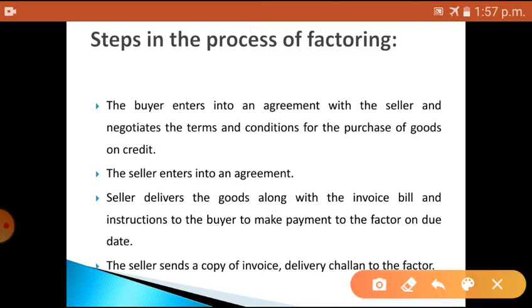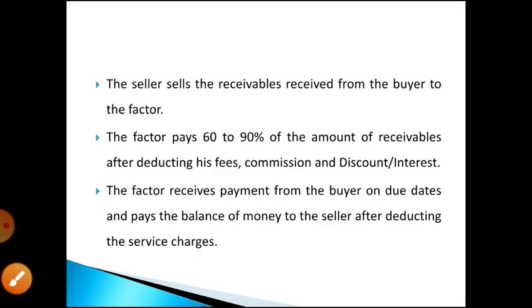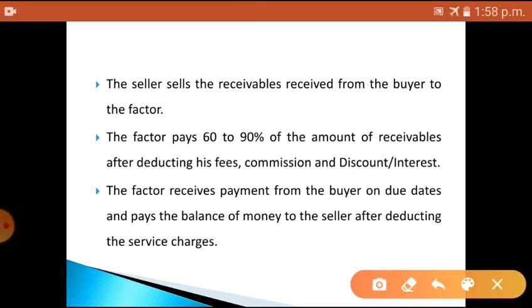Third, the seller sends a copy of invoices or challans to the factor also. Once he has given all the invoices to the buyers, he immediately sends all the invoices and challans to the factor. Next, the seller sells the receivables received from the buyers to the factor, so that the factor converts those receivables into cash.